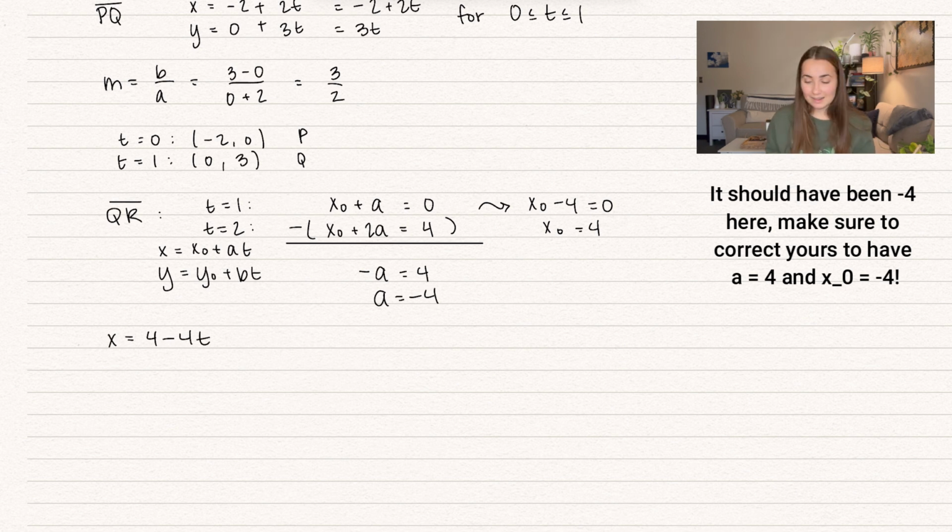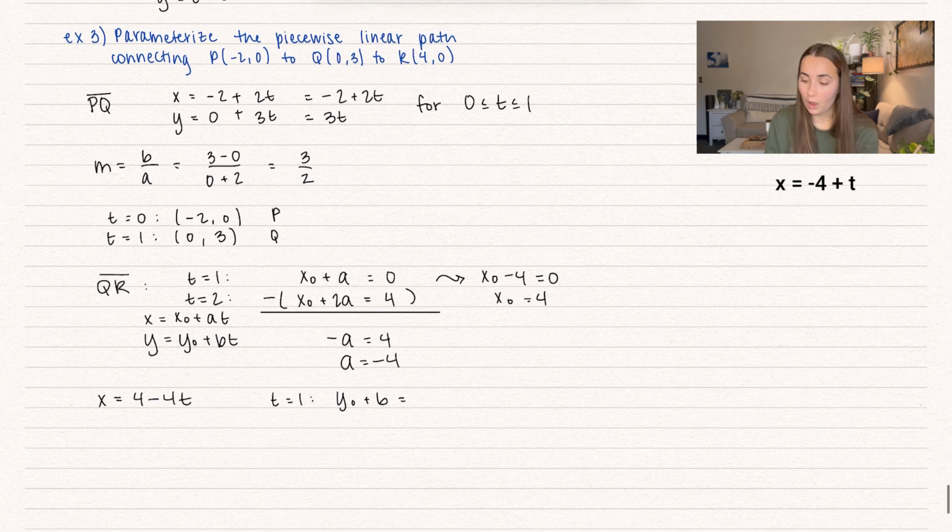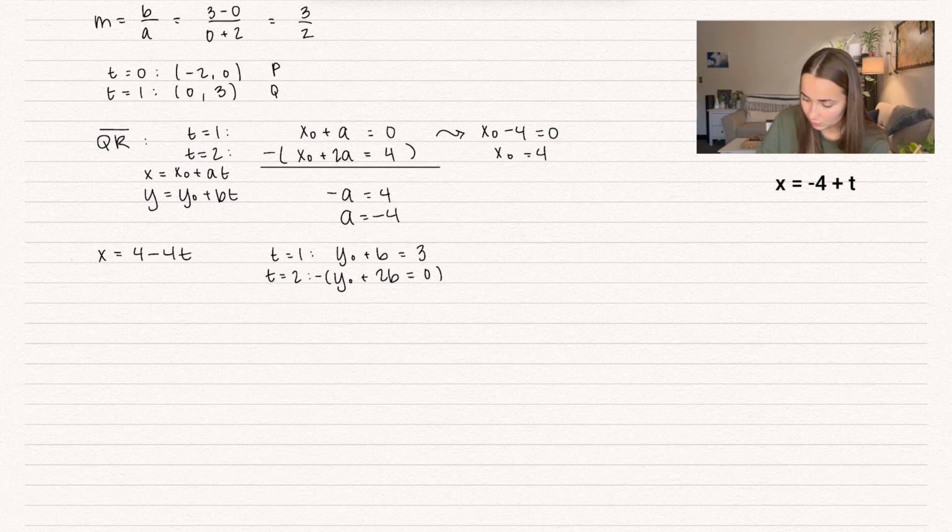We can do the exact same thing for y. So let's plug in when t is equal to 1. We get y naught plus b is equal to, and at t equal to 1, we want to be at the point Q. So this is going to be equal to 3. Now, when t is equal to 2, we get y naught plus 2b. And when t is equal to 2, we want to finish at the point R, which has a y value of 0. So let's go ahead again, just subtract this equation. We'll subtract it from the top, right? So we get negative b is equal to 3, or b is equal to negative 3. So we get negative 3t.